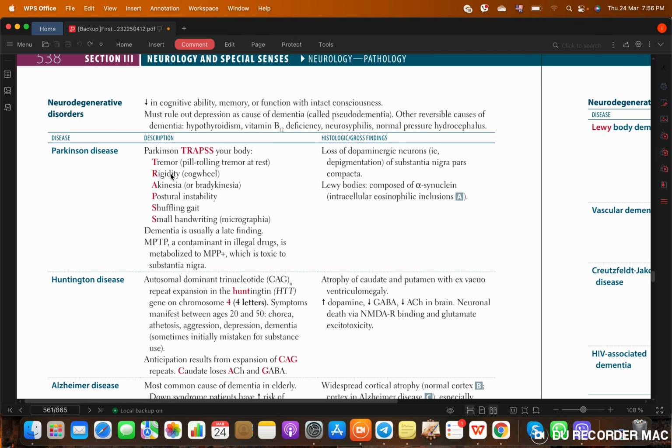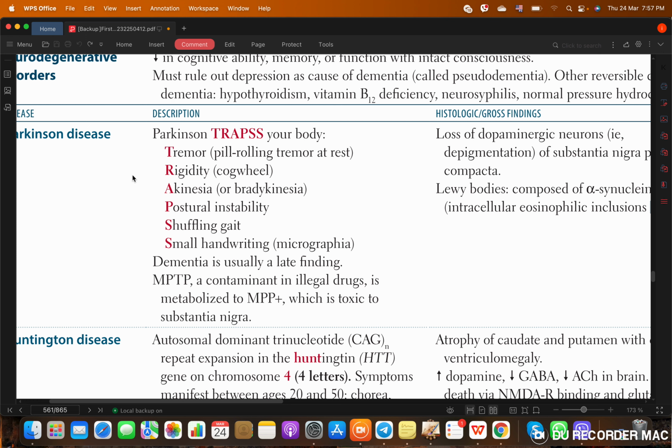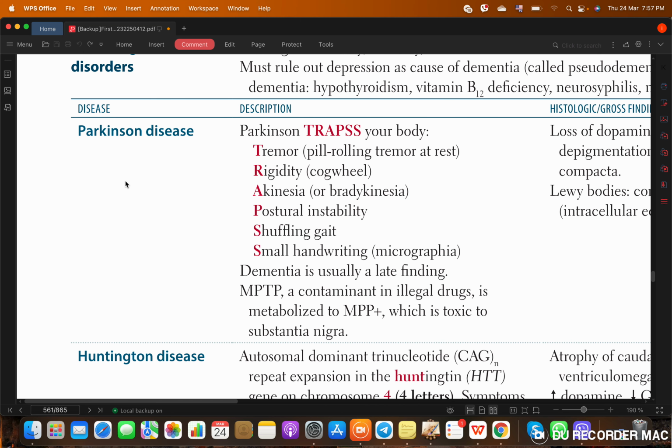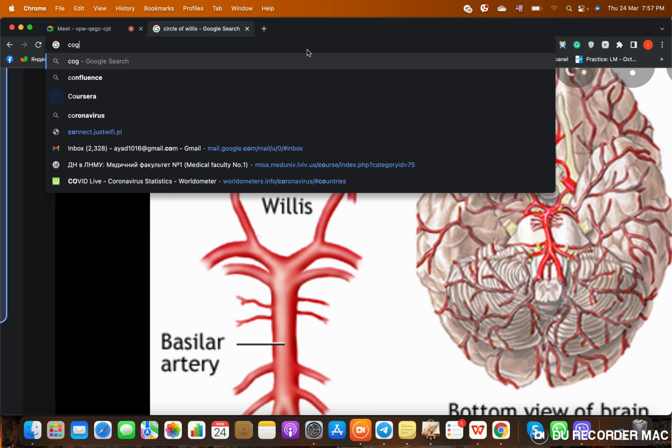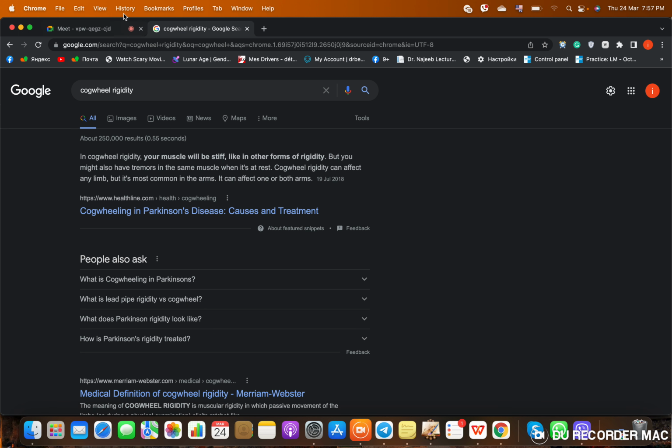Parkinson's disease. So Parkinson's traps your body. The patient will have a tremor, a pill-rolling tremor at rest, and rigidity, a cogwheel rigidity. So what is this cogwheel rigidity? If this is the limb of the patient and you are trying to push it down, instead of it moving smoothly, it will be really difficult to pull it with you. So we call that cogwheel rigidity. Let's take a look at a cogwheel rigidity.